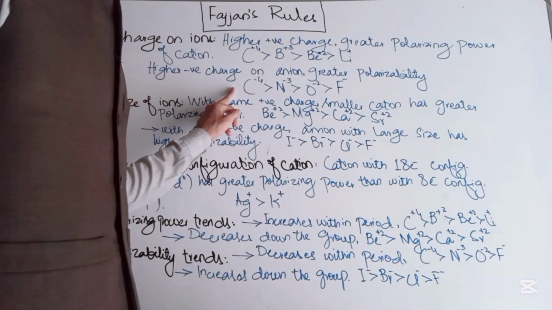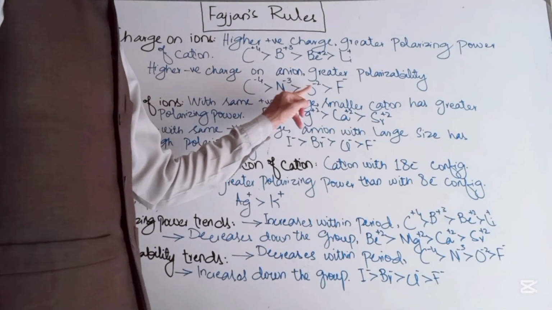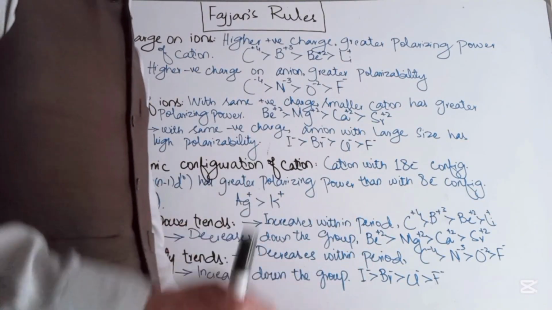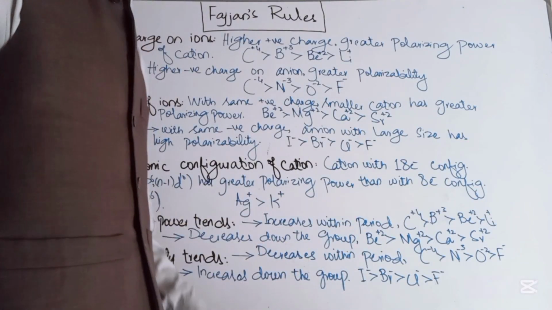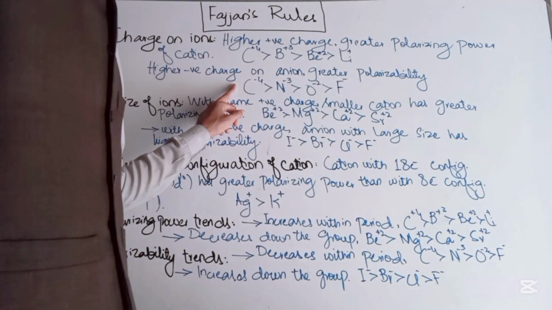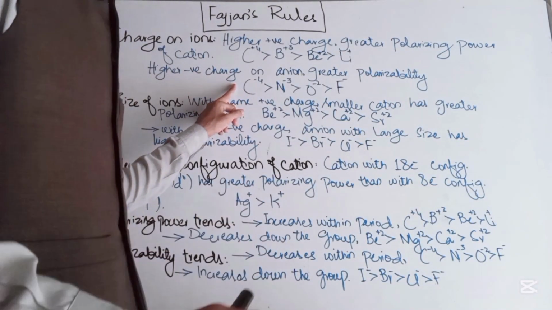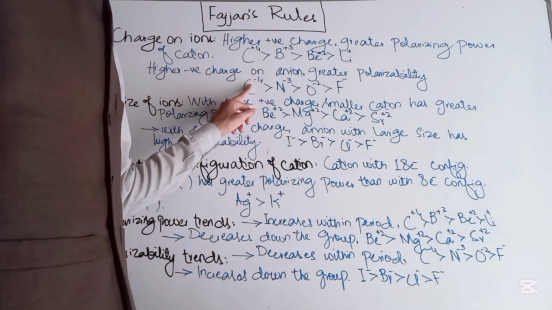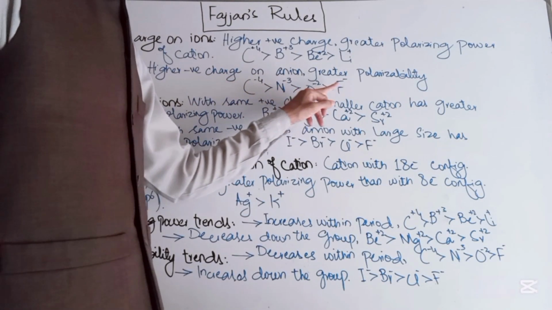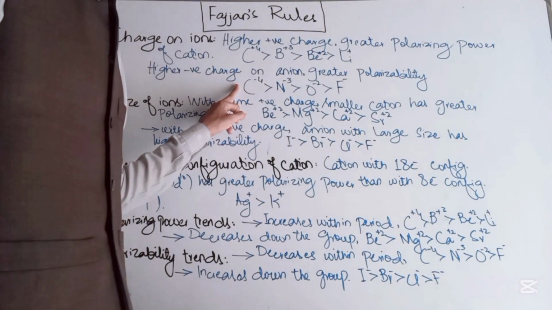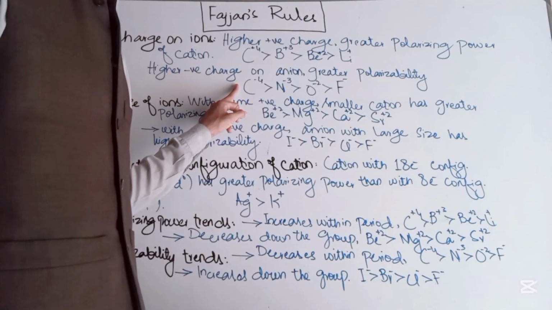We have 4 anions, C-4, N-3, O-2 and F-1, and we are asked to compare the polarizability of these anions. The anion with the greatest negative charge would have the greatest polarizability. So C-4 has the greatest polarizability, followed by N-3, O-2 and F-1. C-4 has the greatest polarizability because of the greatest negative charge.